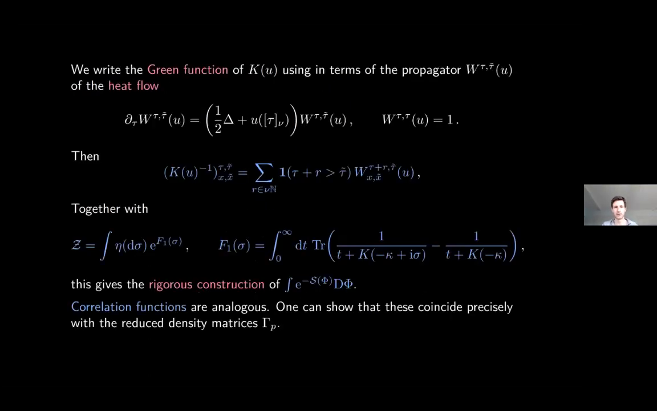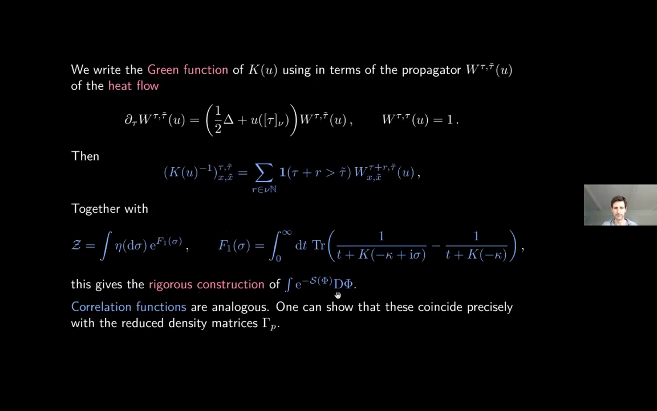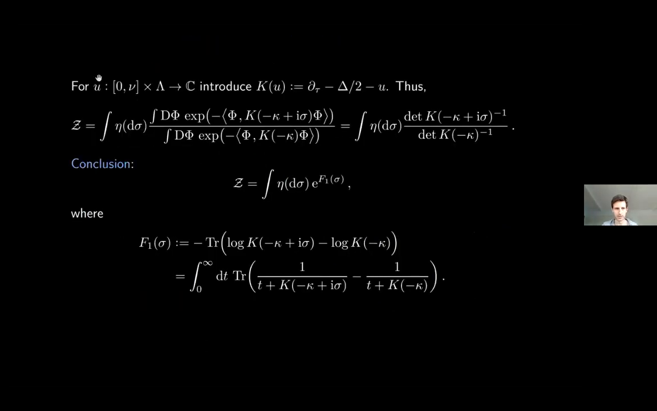Then what you would like to do is to write these resolvents or green functions in a slightly more explicit way. And this we do by introducing a propagator of the heat flow. So let me define W. W is a propagator going from tau tilde to time tau. I always go from right to left. It depends on your function U, which I remind you depends on time. So my U here was a function on space-time.